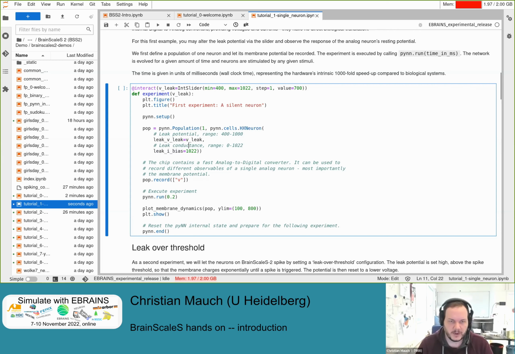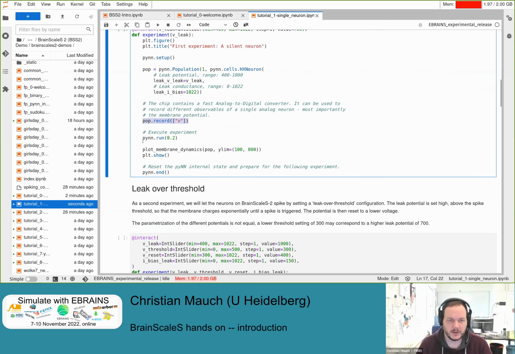And if you have set up this one neuron, then you specify that you want to record the membrane voltage, and then you can run it on the hardware. And this number is how long this experiment should be run.